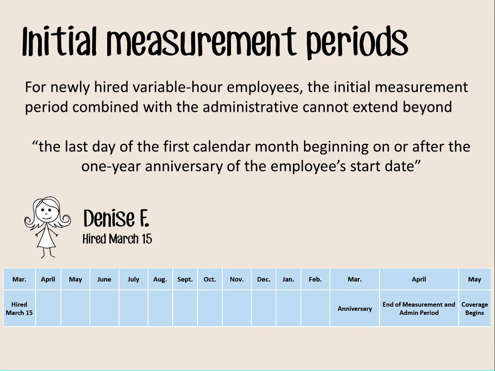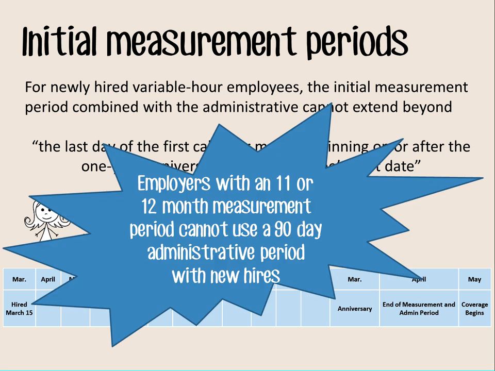Now, if you'll notice, we do have a compressed time frame here. So if her anniversary was March 15th and her coverage needs to start May 1st, this employer has essentially 6 weeks for Denise to take the administrative steps necessary. In particular, this means that employers that pick an 11 or 12-month measurement period cannot use a full 90-day administrative period for new hires in their initial measurement period.